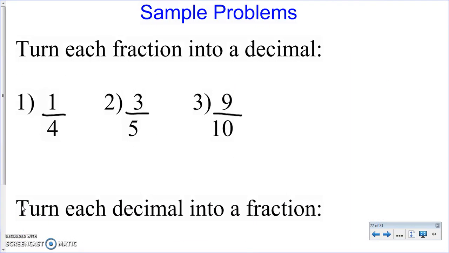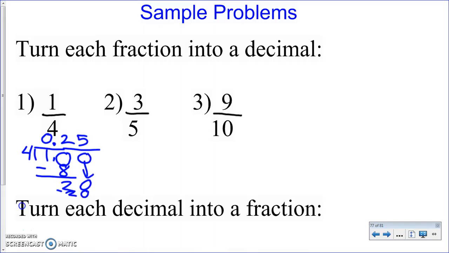For the sample problems, we're going to take each fraction and turn it into a decimal. So we're going to start with 1/4. So we're going to divide. We're going to put the 1 in the house and the 4 outside the little division house. So when we divide 1 by 4, we get 25/100.